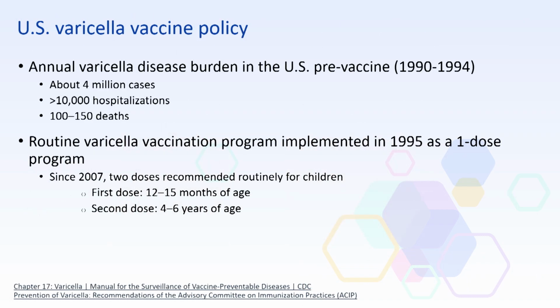Before varicella vaccination was recommended in the United States, about 4 million varicella cases, more than 10,000 hospitalizations, and about 100 to 150 deaths occurred annually. Given this burden, varicella vaccination was implemented in the U.S. in 1995, initially as a one-dose program. Since 2007, 2 vaccine doses are recommended routinely at ages 12 to 15 months and 4 to 6 years.